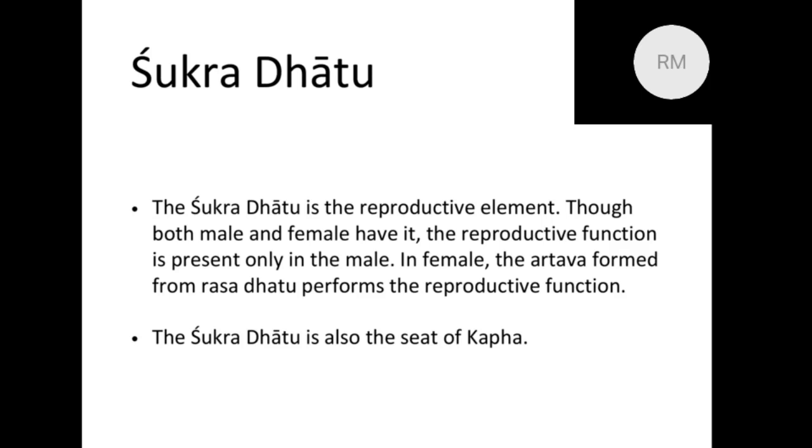So 19 combinations in one Dhātu. So we have actually 19 into 7 combinations. Is this clear?